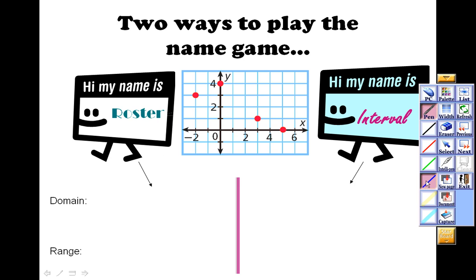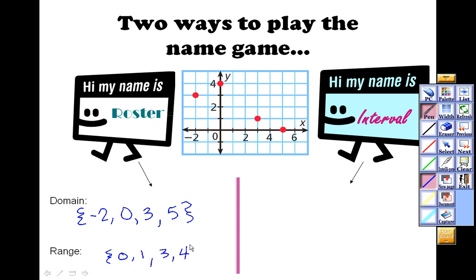So let's look at this. First, let's check out roster. So I'm going to write this in blue. If we are given these points here, the domain will be the set of all the x values. So we get -2, 0, 3, and 5. And the range will be all of the y values. So we have, smallest to biggest, 0, 1, 3, and 4.